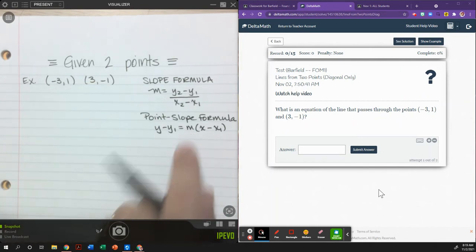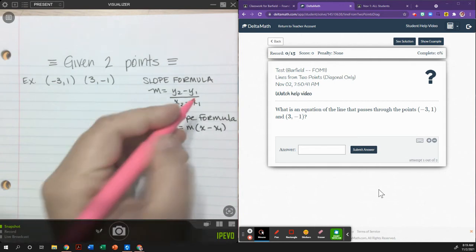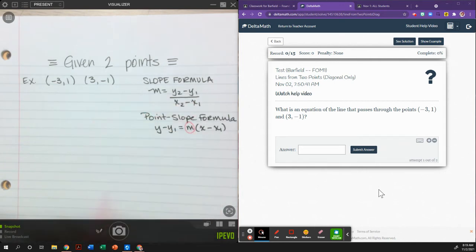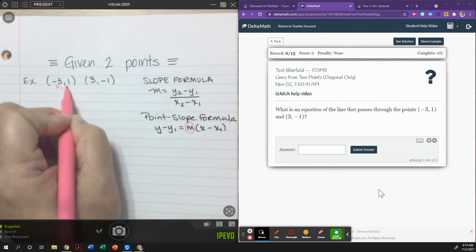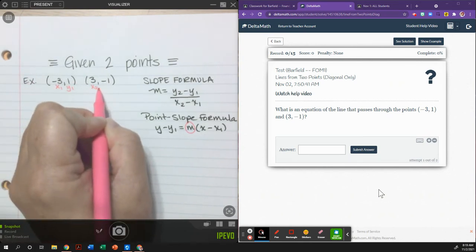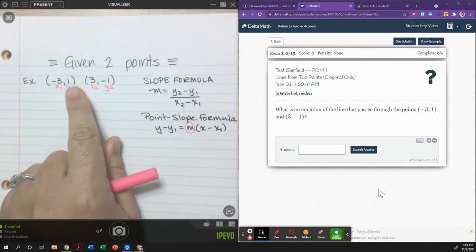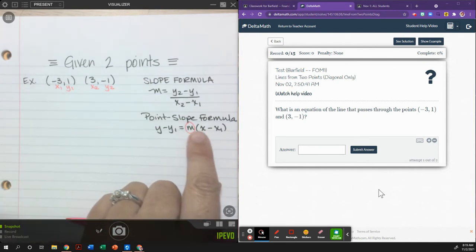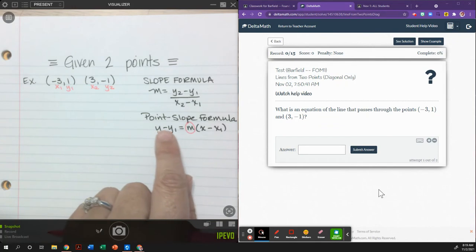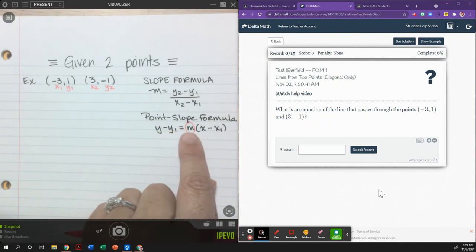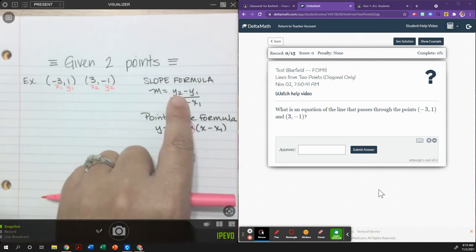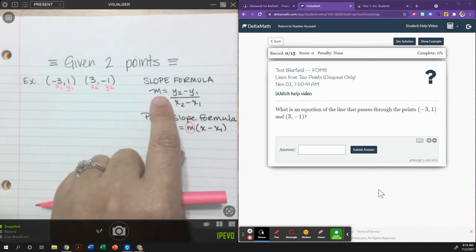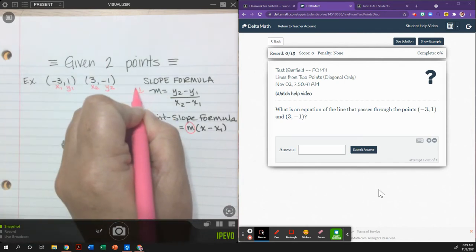So what I need to know is what m equals. I know what x1 and y1 are, because if I just go x1, y1, x2, y2, I know what x1 is, I know what y1 is, but I need to plug in m, and I don't have that here, but I can find it. So I'm going to use my slope formula first. That's my first step. So this is step number 1.